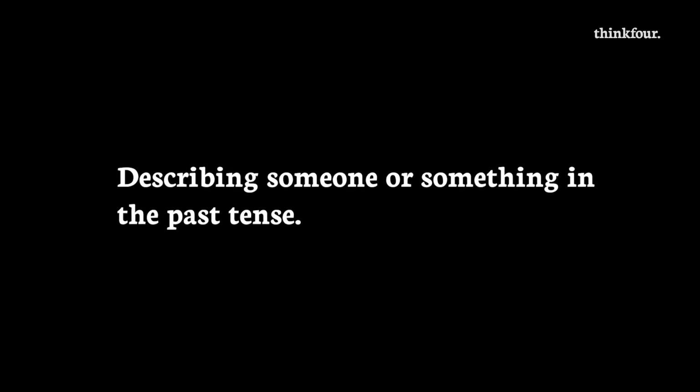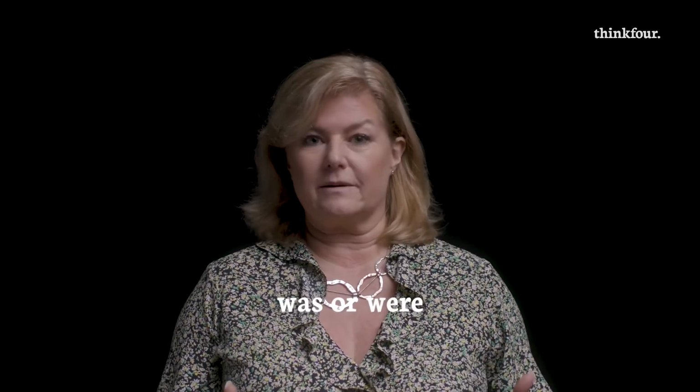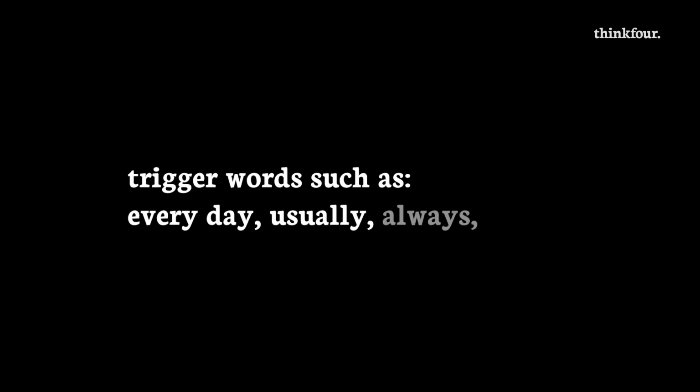Another use would be describing someone or something in the past. For example, the weather was warm and sunny. The imperfect tense is used when we want to say was or were in English, or something that happened on a regular basis in the past. Watch out for trigger words such as every day, usually, always, rarely. When we see these words or want to use was or were, then we know to use the imperfect tense in French.